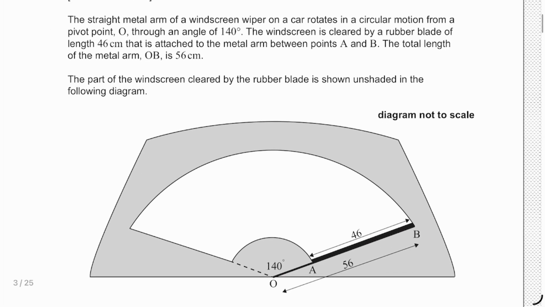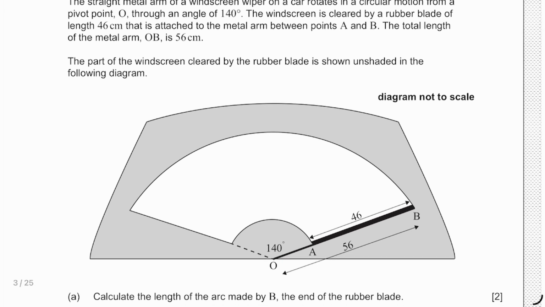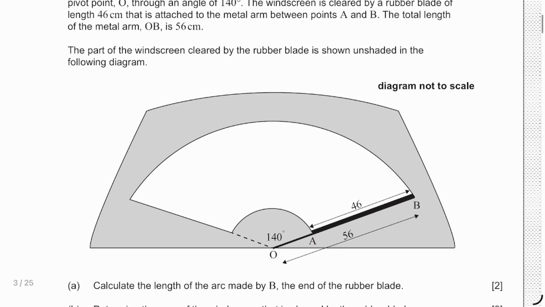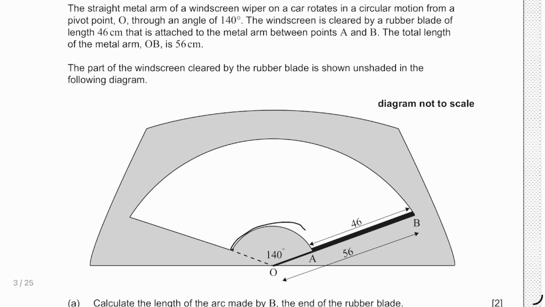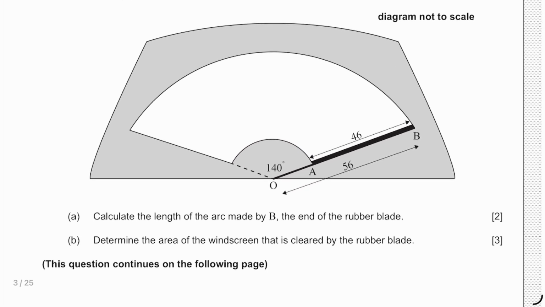Okay, first question, it's about arc length and sector, right? About these ones, area of a sector, area of arc length, etc. And we have a windscreen cleared by a rubber blade, as we see here. This angle is given. Calculate the length of the arc made by B at the end of the rubber blade.